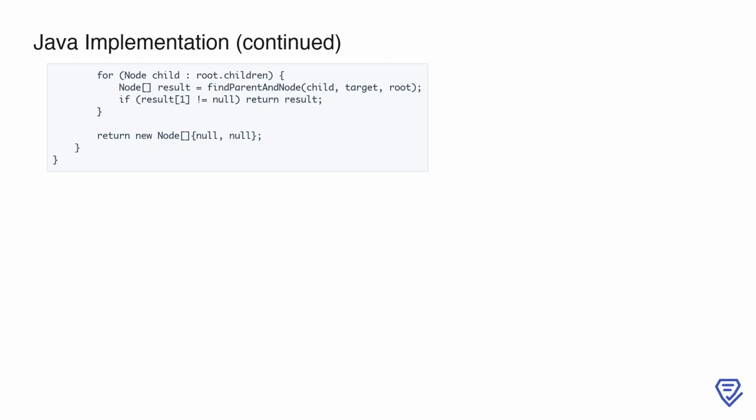If the target is found at any point, the helper returns the parent-child pair. If the traversal completes without finding the target, the method returns null for both parent and node. This helper is crucial for isolating the nodes we need to manipulate while preserving the structure of the tree.